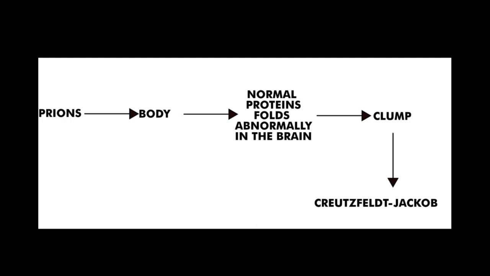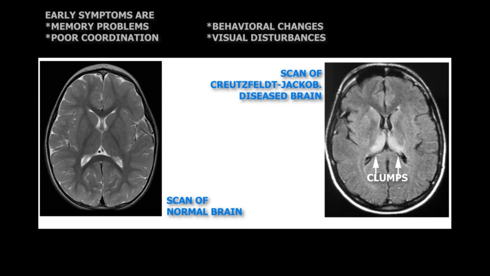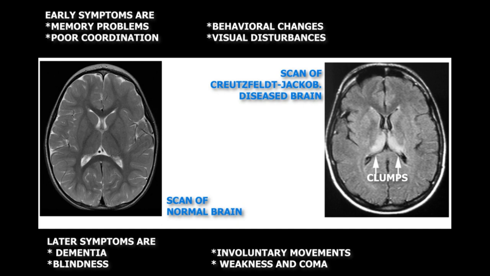This disease shows early symptoms as memory problems, behavioral changes, poor coordination, and visual disturbances. Later, dementia, involuntary movements, blindness, weakness, and coma can occur.